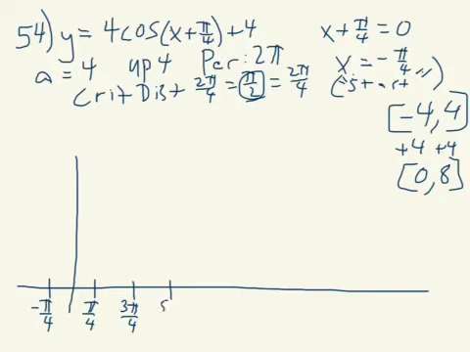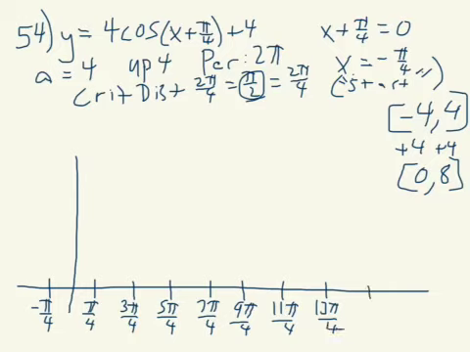Hopefully these all fit. Then it will be 5 pi over 4. Then 7 pi over 4. That should get me my first period. I need to do another one. 9 pi over 4. 11 pi over 4. 13 pi over 4. 15 pi over 4. Are we done? I think so. We should have 9 values. Let's count them: 1, 2, 3, 4, 5, 6, 7, 8, 9. For cosine it'll go maximum, intercept, minimum, intercept, maximum, intercept, minimum, intercept, maximum. So that's going to do it.